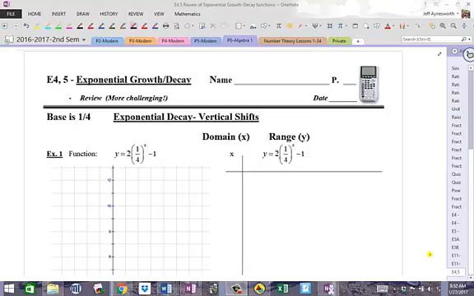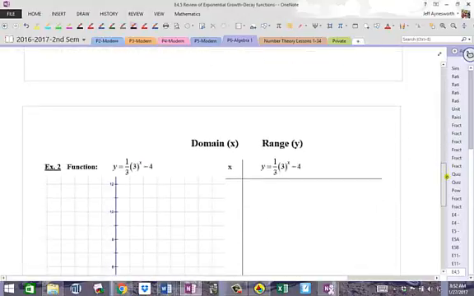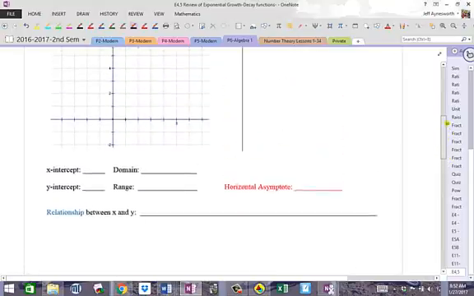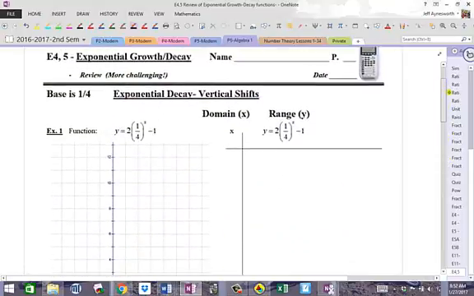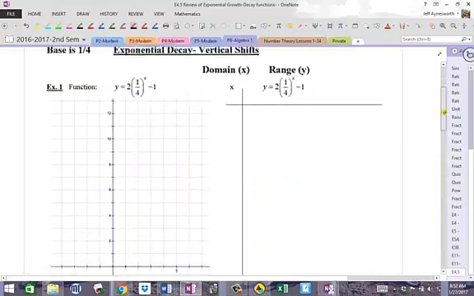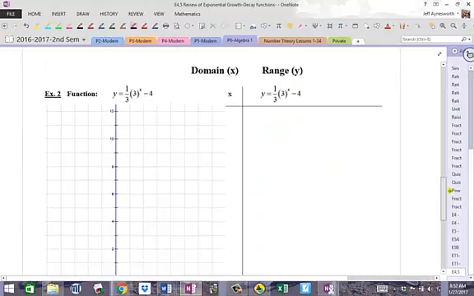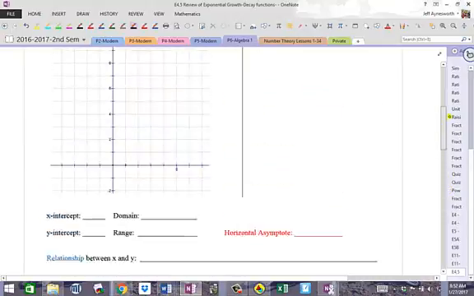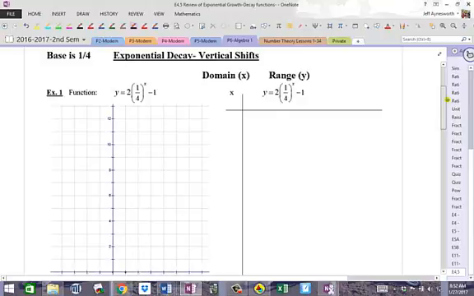All right, starting off with a decay function with base 1/4. Let's get right into it and see how it's done. We're going to be working on two problems: base 1/4, and then the next one, base 3, which is a growth function. We're going to review each one at a time.